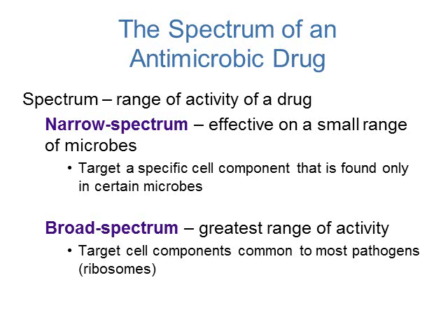So narrow spectrum drugs target a specific cell component that's found only in certain microorganisms. So gram-negative drugs target that gram-negative cell wall. Gram-positive drugs target that gram-positive cell wall. So they only work against gram-positive bacteria. Other drugs are broad spectrum, where they have a really big range of activity, and they target cell components that are common to pathogens. So a lot of times they're going to target ribosomes, for example, because prokaryotic ribosomes have a little bit different structure compared to eukaryotic ribosomes.